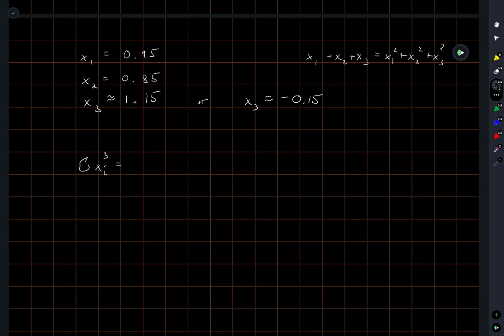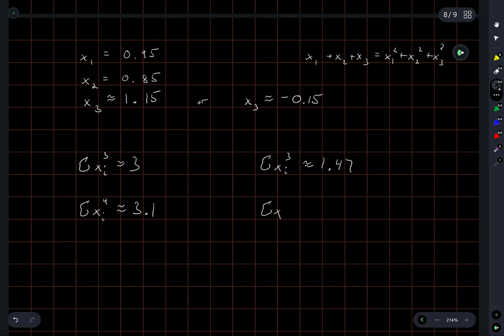In the case of the choice on the left, the sum of the cubes is approximately 3, and the sum of the fourth powers is approximately 3.1. Whereas if I choose this negative value for x3, then the sum of the cubes is approximately 1.47, and the sum of the fourth powers is approximately 1.34. So we can see in one case the cubes add up to something smaller than the fourth powers, but in the other case the cubes add up to something greater than the fourth powers.